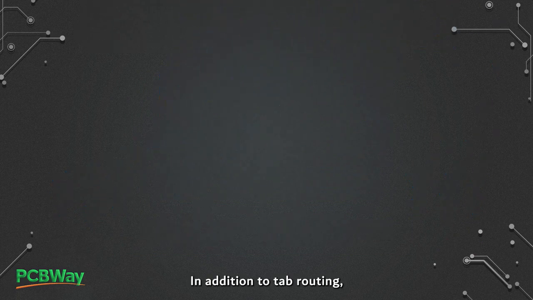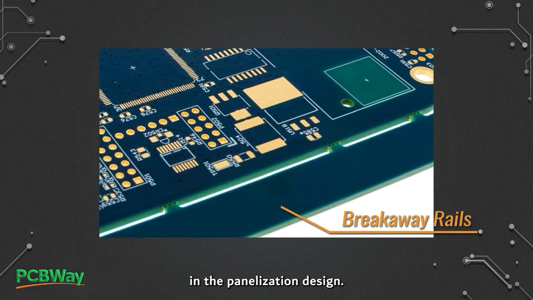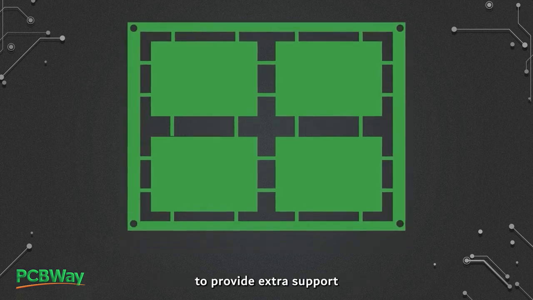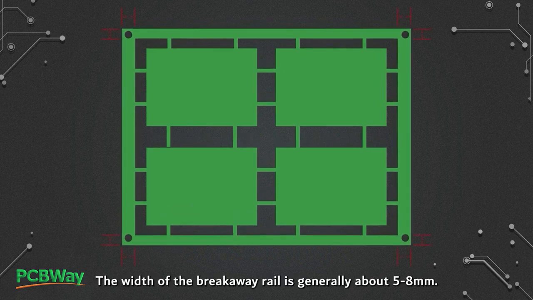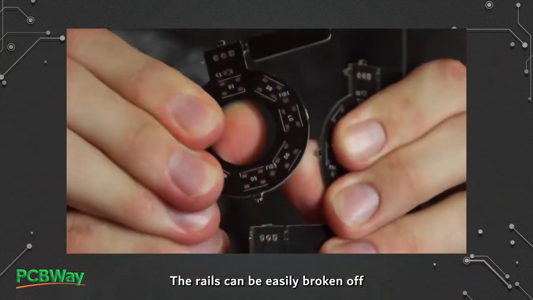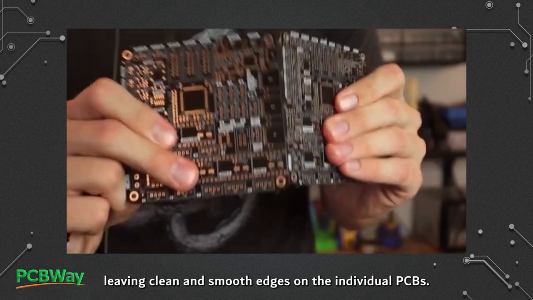In addition to tab routing, breakaway rails can also be included in the panelization design. Breakaway rails are thin strips of material that are added to the edges of the panel to provide extra support during the manufacturing process. The width of the breakaway rail is generally about 5 to 8 mm. The rails can be easily broken off after the boards are assembled and tested, leaving clean and smooth edges on the individual PCBs.